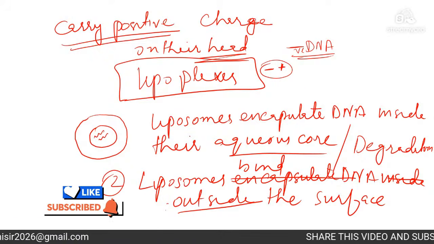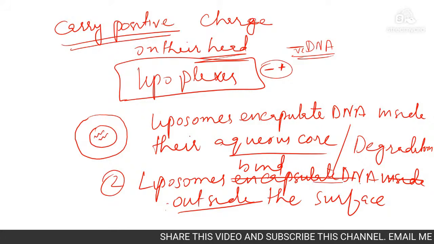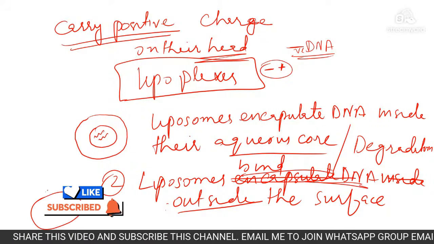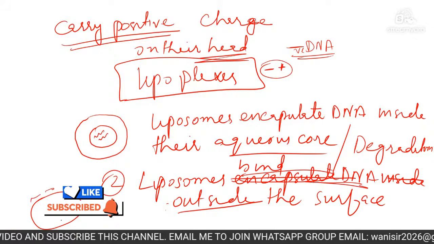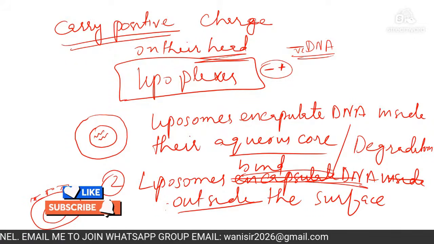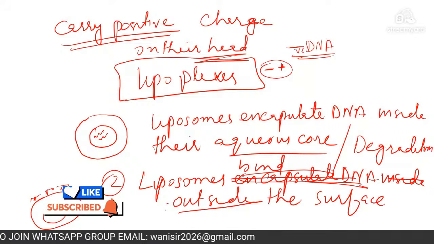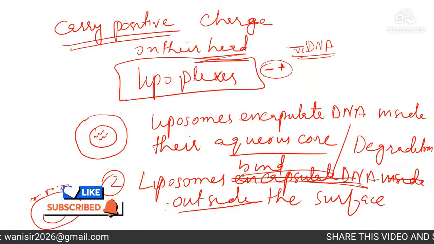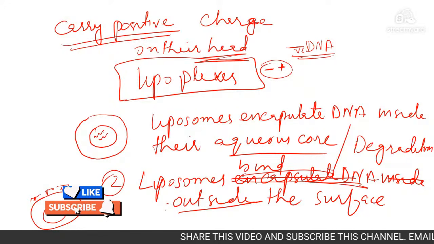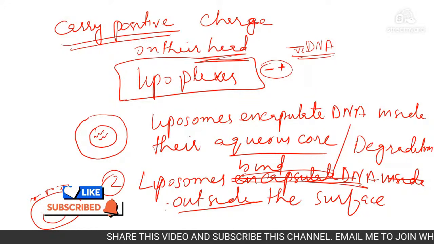The second way is that the liposomes simply bind the DNA. They don't encapsulate it, but bind the DNA. Like you have seen in the previous diagram, the DNA is bound to their surface like a coat. So these are the two ways how lipoplexes are formed.